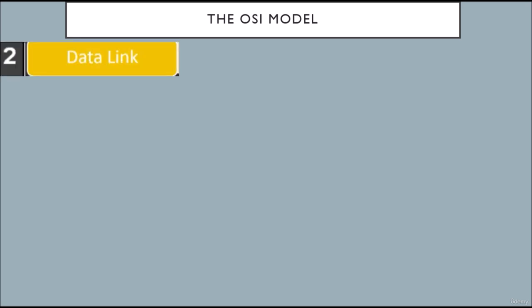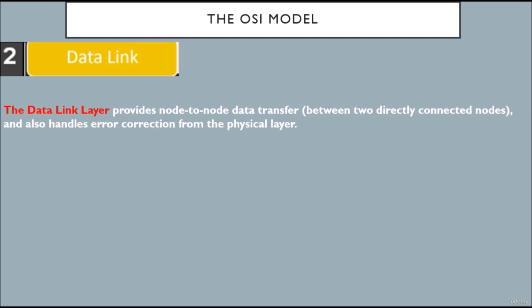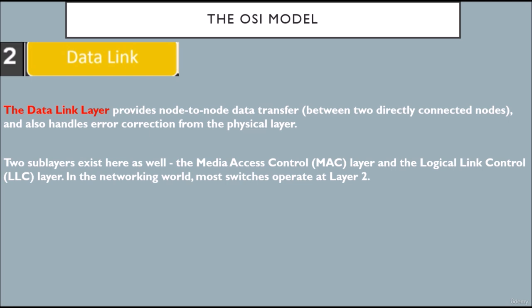The next layer is the data link layer. That's the layer 2. The data link layer provides node-to-node data transfer between two directly connected nodes, and also handles error correction from the physical layer. 2 sublayers exist here as well: the media access control, the MAC layer, and the logical link control, LLC layer. In the networking world, most switches operate at layer 2. Examples are switches, bridges, or Ethernet.